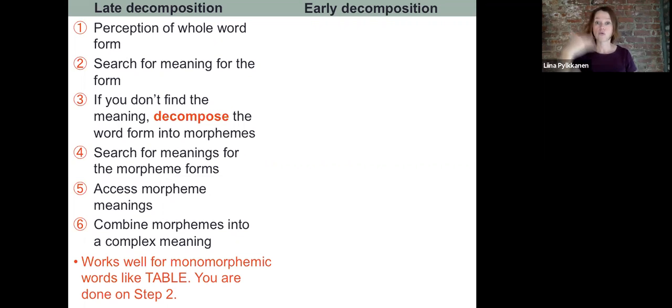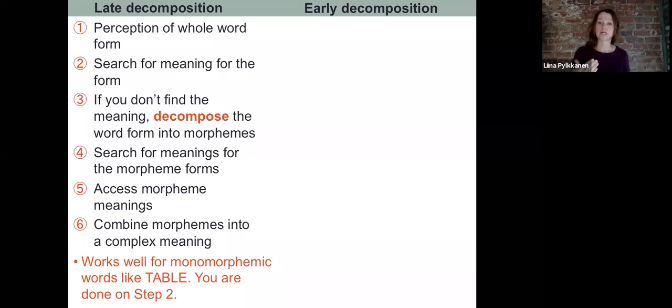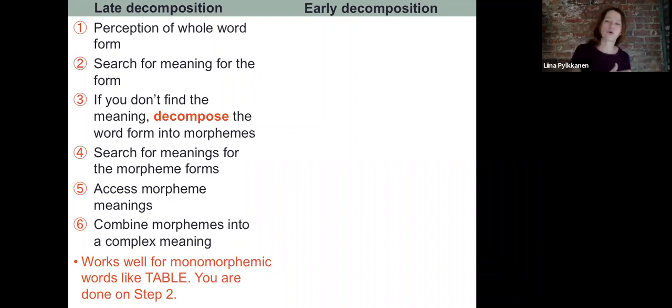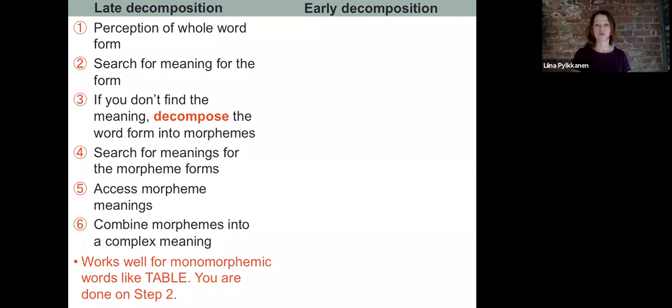Now for a morphologically complex form, that of course seems like a lot of processing steps. But for a simple form like "table," it would work really easily because you're already done at step 2. You would just see the form, look for a meaning, done. But for a morphologically complex form, it takes a little bit more work because you would first look for a meaning for the whole form, then you wouldn't find it, then you'd go back and look for the morpheme meanings. Okay, so that would be a late decomposition theory.